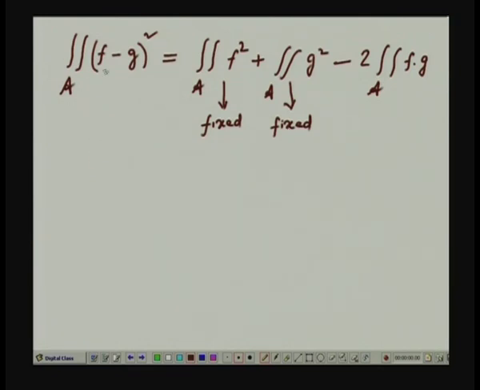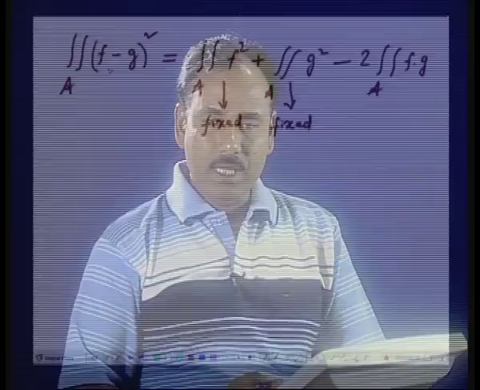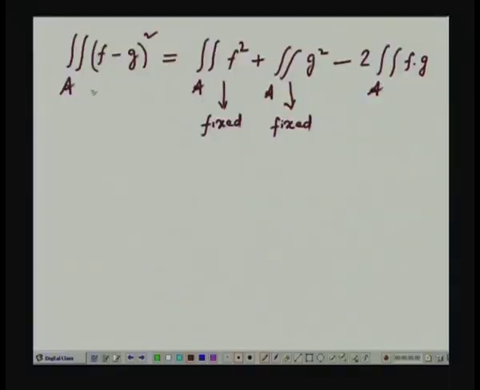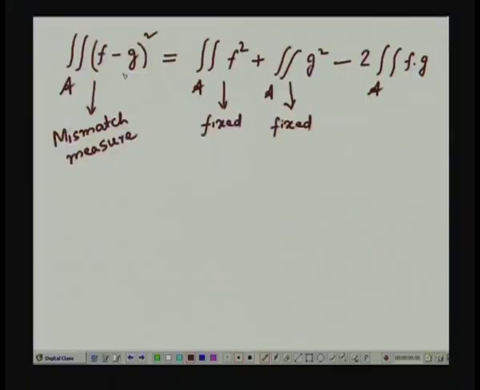Now, what is this f minus g square, sum of this? This is nothing but a sum of the square differences. That means, this gives the degree of mismatch, or this is nothing but the mismatch measure. So, if this f minus g squared integration over the region A is minimum, because this is the mismatch measure, then at that particular location f matches the best over that particular region of G.